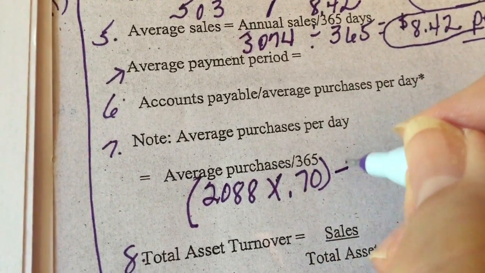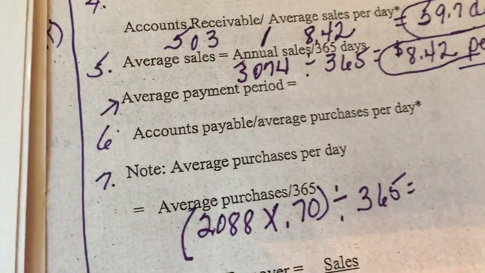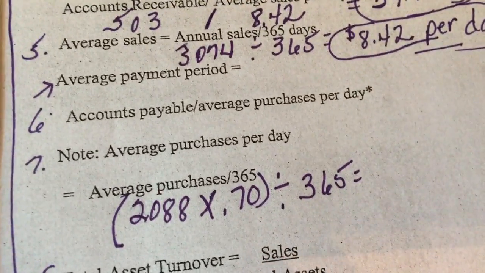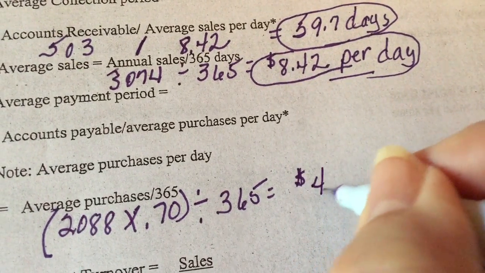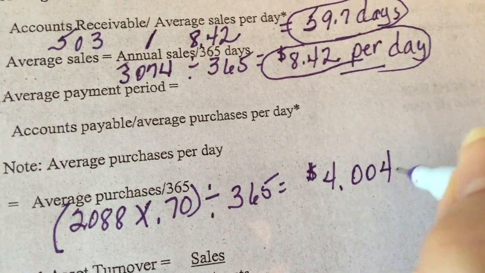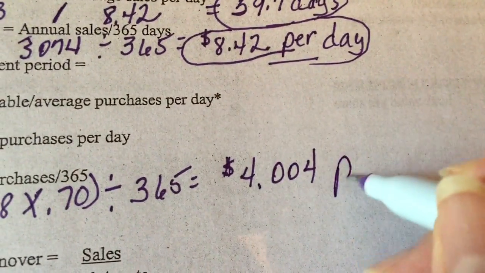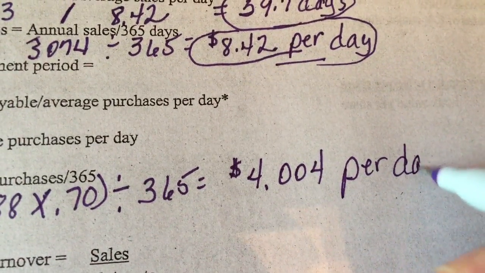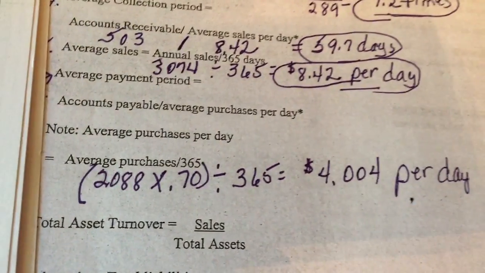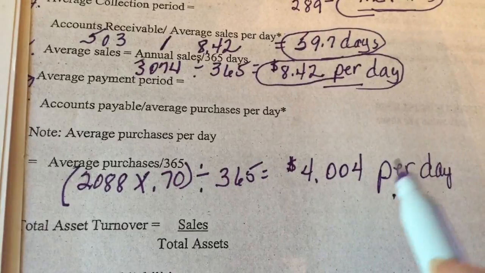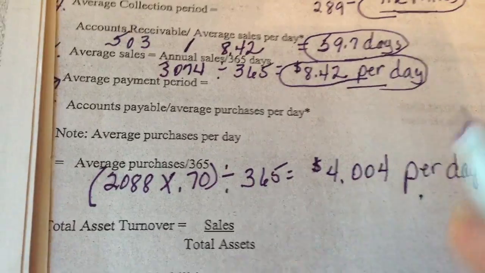Then you want to divide that by 365 days, not 360, but 365. And when you run that through your calculator, you're going to come out with, carry it out as far as you can, $4, and it's almost 1 cent. But I just carried it out as far as I could. This means that what we purchase is about $4 and almost 1 cent per day. And remember, purchases would be for cost of goods sold items that we're going to use in either production or resale.